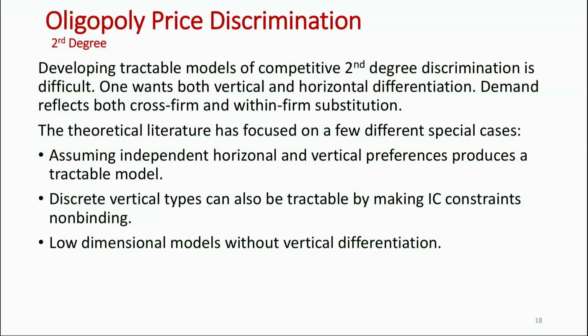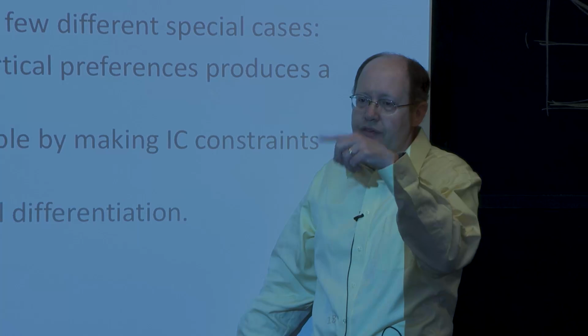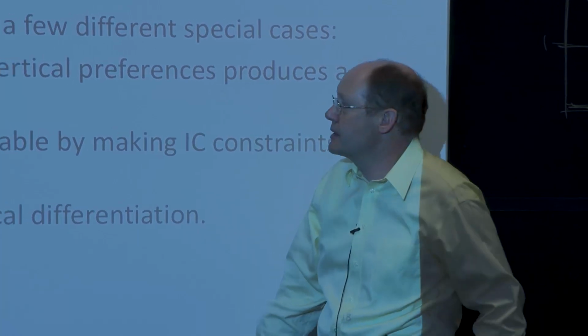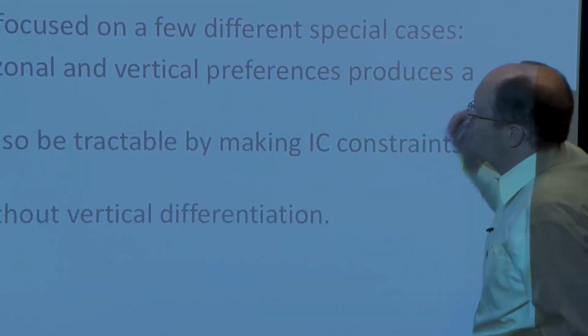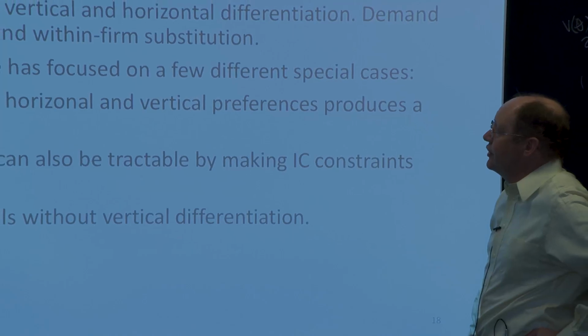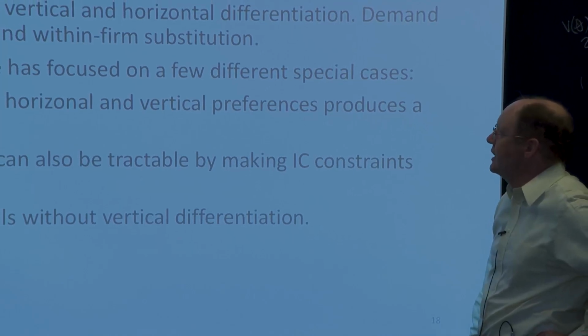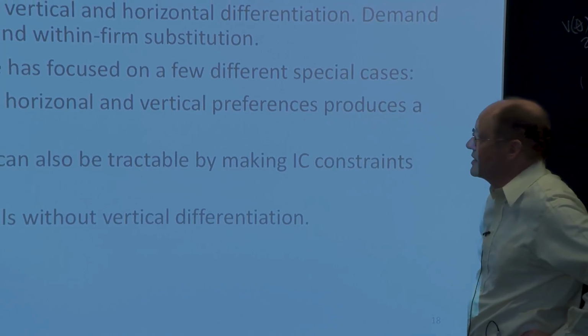So if you're talking about oligopoly second-degree discrimination, or the cars in Brenner and Hand's example, right? Ford is producing a line of cars, GM is producing a line of cars. Those cars are competing against other models, and there are vertical constraints within the firm, and there's also competition across the firms. So clearly you want to have vertical differentiation and you want to have horizontal differentiation.